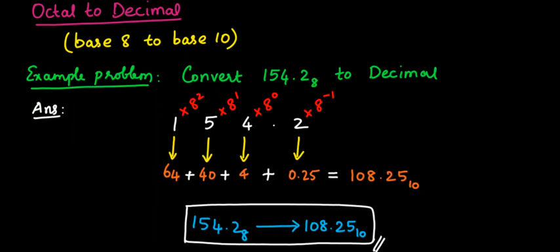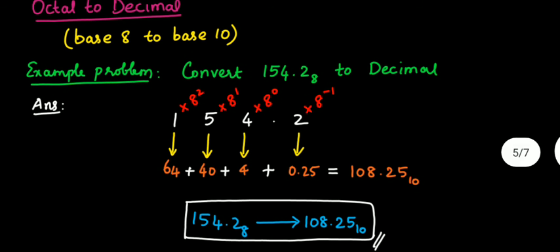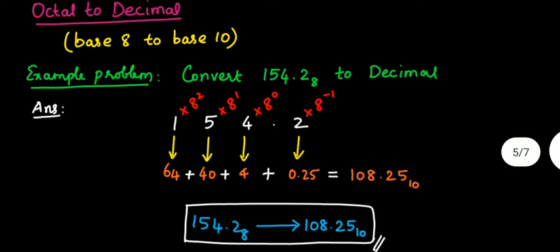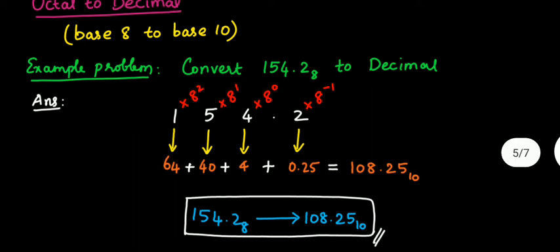Now I am going to multiply each and every digit with their corresponding position values. Coming to the integer side, 154, from the right side you have to start: 4 into 8 power 0, 5 into 8 power 1, 1 into 8 power 2. And in the fraction part, 2 into 8 power minus 1. So 8 power 0, 8 power 1, 8 power 2, 8 power minus 1 are the position values or weights of the digits. Just do this multiplication.